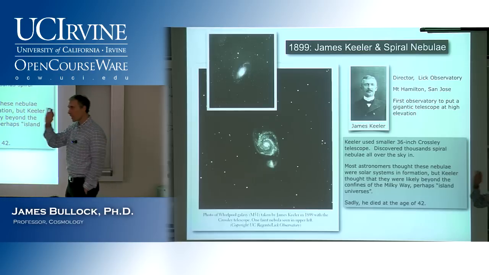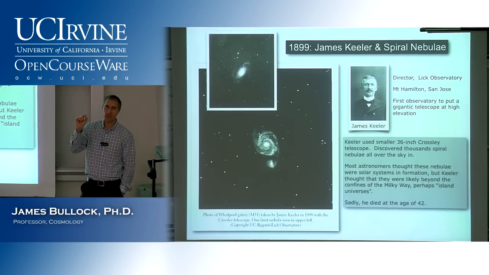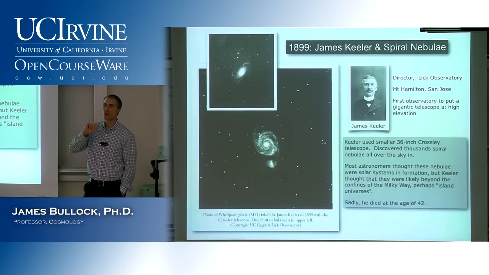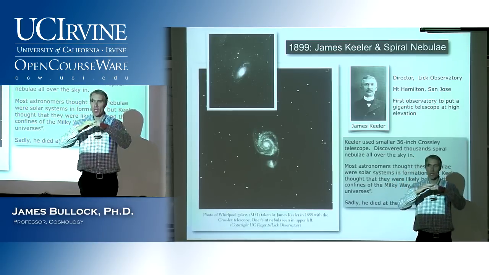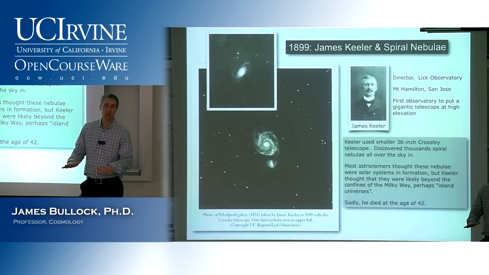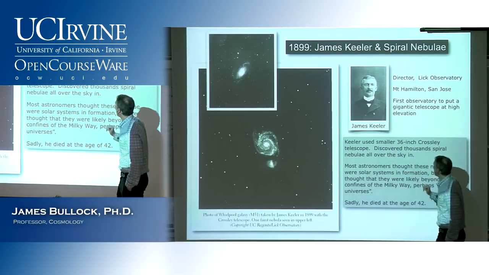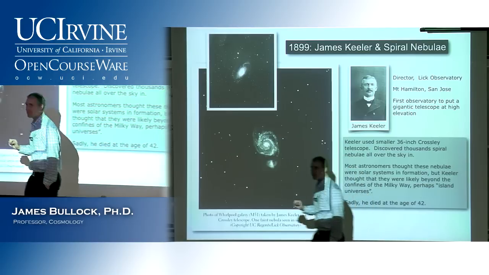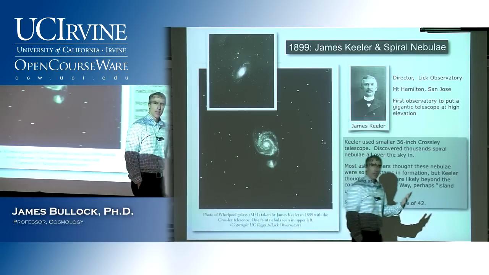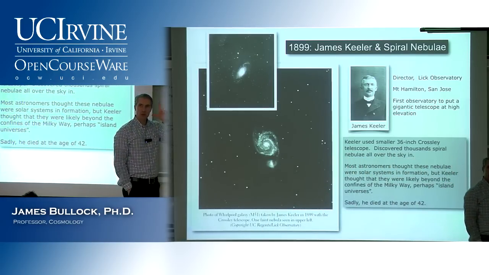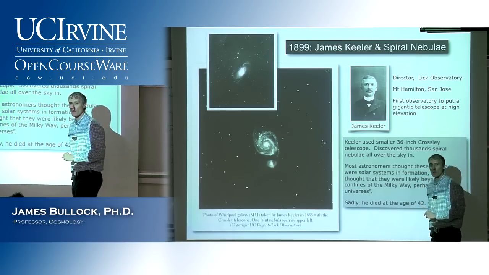Mount Hamilton is the singular place in the history of ground-based astronomy because it was the first time people invested money to put a big telescope up on a mountain, which gave us views of the skies that were not possible down below. Keeler was using a 36-inch telescope called the Crossley telescope. While other people at the observatory were doing other kinds of science, he became obsessed with taking the best photographs that existed at that time of these spiral nebulae that no one knew what they were.